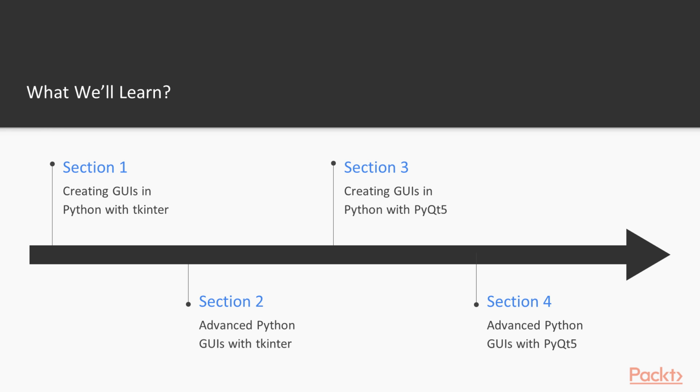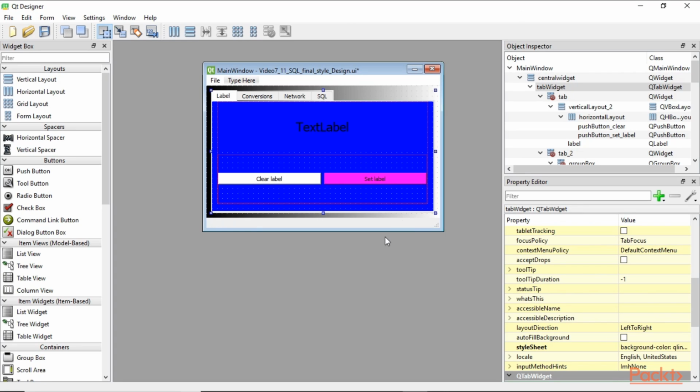In section 4, we will advance from what we have learned in section 3 by building more advanced GUIs written in Python with PyQt5, and we will continue to use the Qt Designer to visually create our GUIs and then convert it and import it into our Python code, which adds the functionality. So this is an example of section 4.